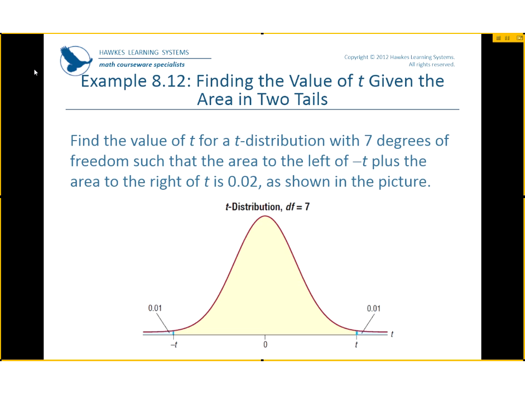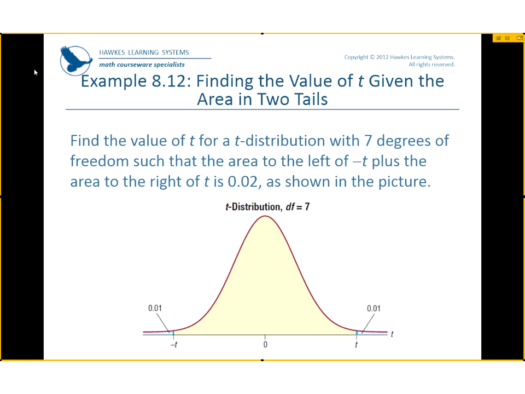So find the value of the t-distribution with 7 degrees of freedom such that the area to the left of negative t plus the area to the right of t is 0.02, as it's shown in the picture. So your degrees of freedom are 7.